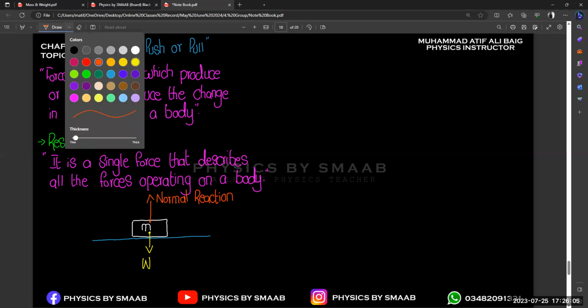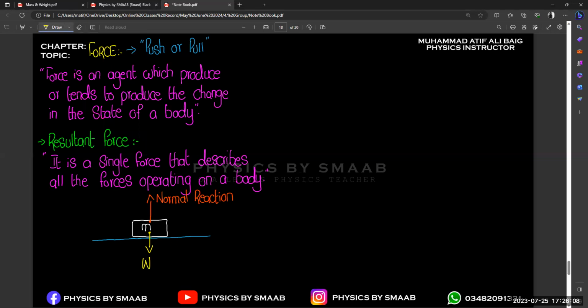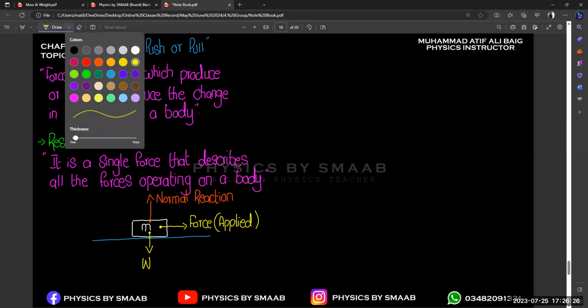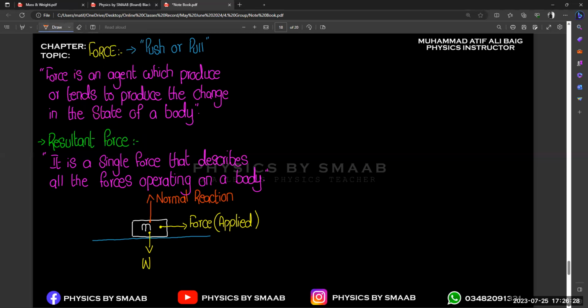And let's suppose we take a very small amount of force in the forward direction, so this is our applied force in the forward direction, and the book is not moving or sliding forward because the amount of force is very low. So you also get another force in the backward direction, which is known as friction, right? That resists the change in the state of a body. So that force is the force of friction, right?